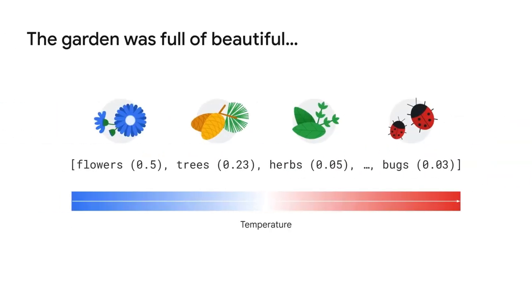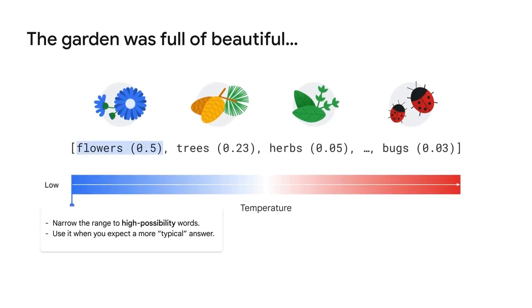Back to the model parameters. Temperature is the number used to tune the degree of randomness. Low temperature means to narrow the range of possible words to those that have high possibilities and are more typical. In this case, those are flowers and the other words that are located at the beginning of the list. This setting is generally better for tasks like questions and answers and summarization, where you expect a more typical answer with less variability.